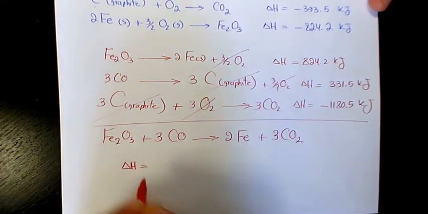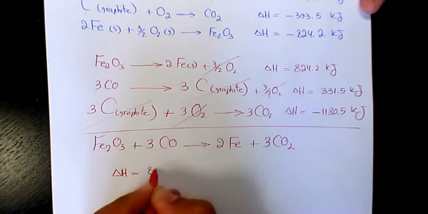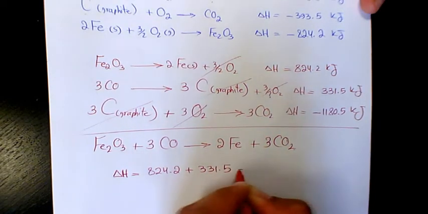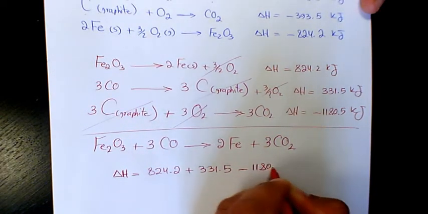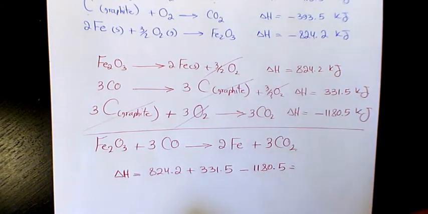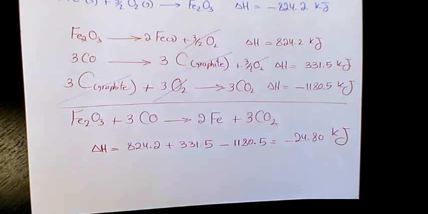So it's going to be delta H. It's going to be 824.2 plus 331.5 minus 1180.5. It's going to be negative 24.80 kilojoule. So that's how we calculate for this reaction.